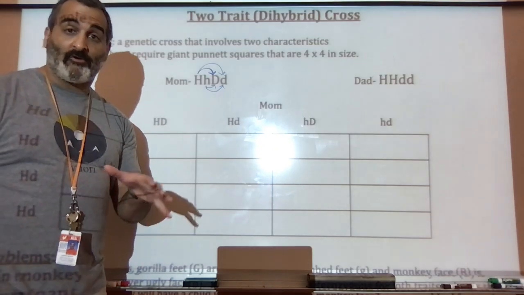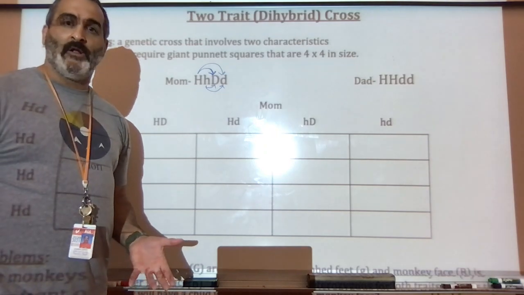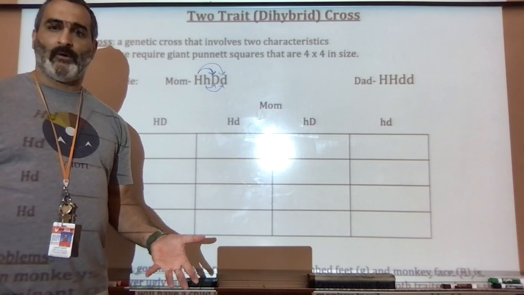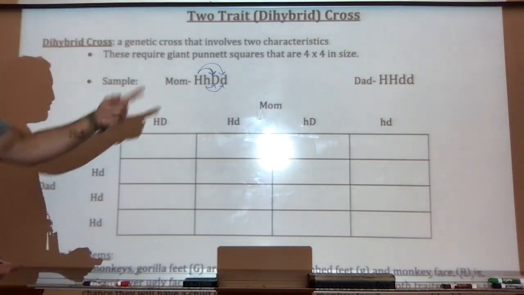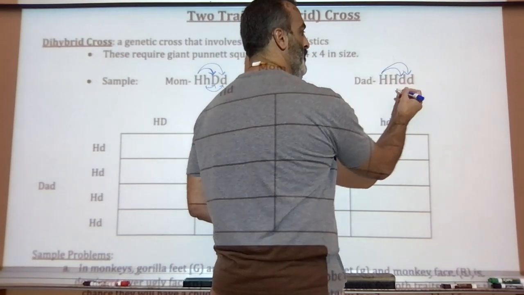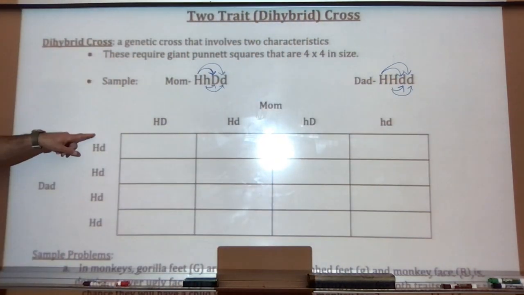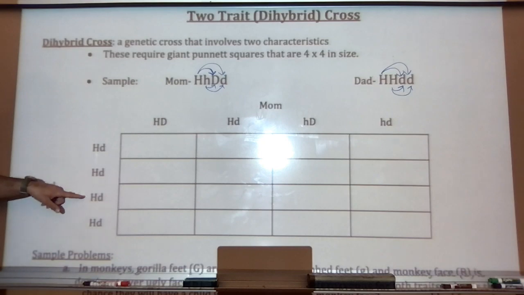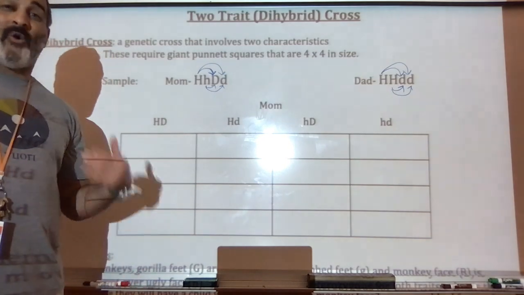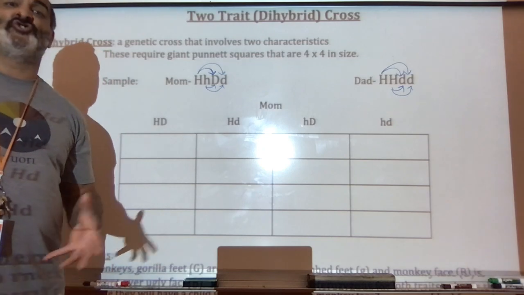On a single cross, or a simple one, you're only dealing with one character. You're only doing the law of segregation. You cannot do the law of independent assortment unless you have more than one characteristic, okay? So let's do the sides. Let's show you dad. Dad, real easy. They're all the same possibility. They're all uppercase H and lowercase d's. So they're all uppercase H, lowercase d, uppercase H, lowercase d, uppercase H, lowercase d. They're all the same.